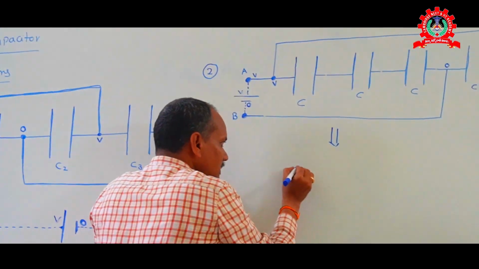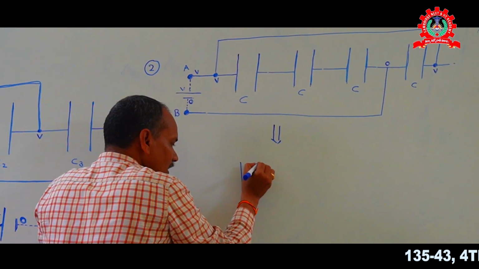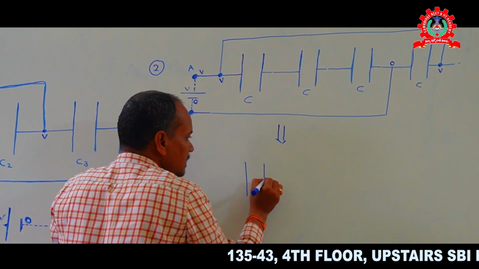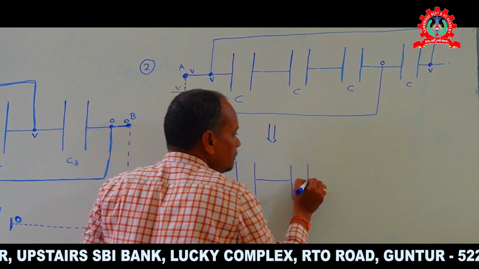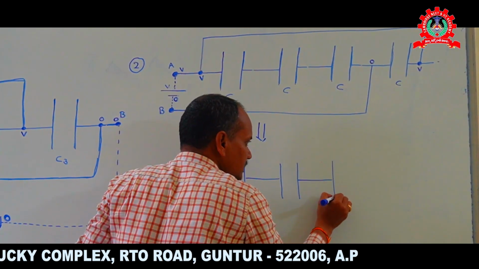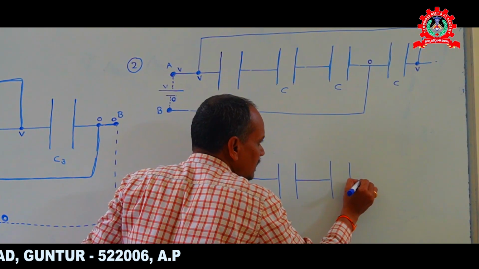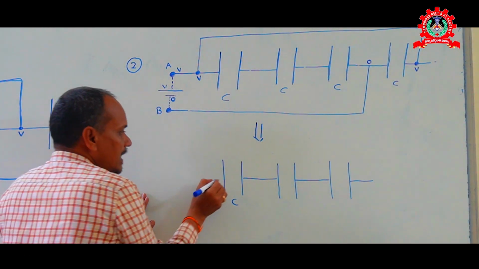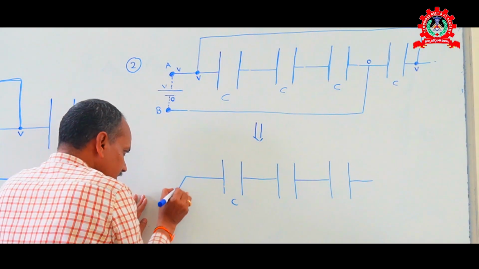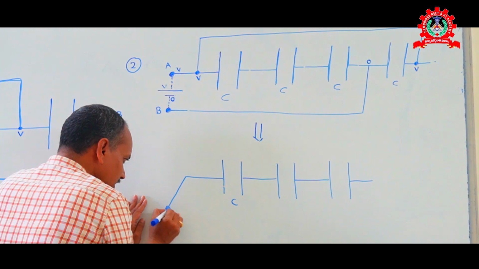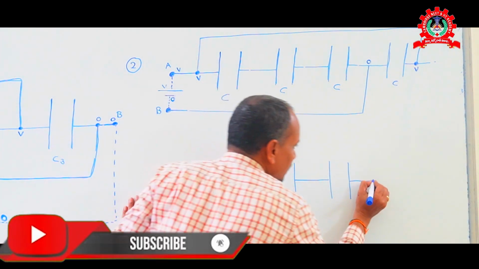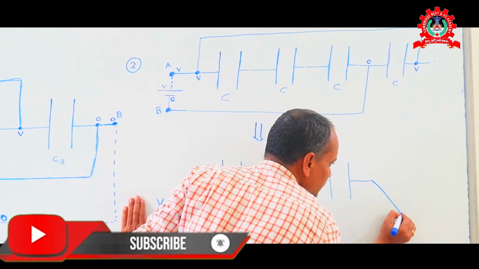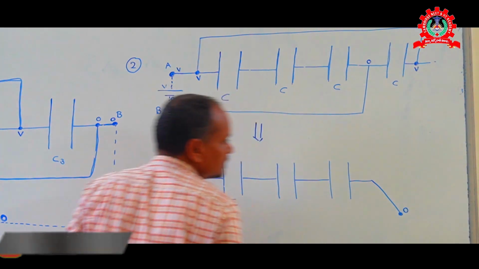So let us see now. This is the first parallel plate capacitor, this is the second parallel plate capacitor, and this is the third parallel plate capacitor like this one. Here the potential is V, and here also the potential is V. Here we can say that the potential is 0.